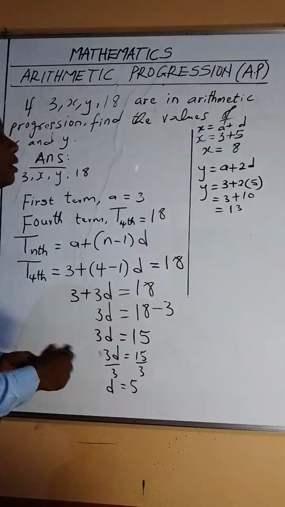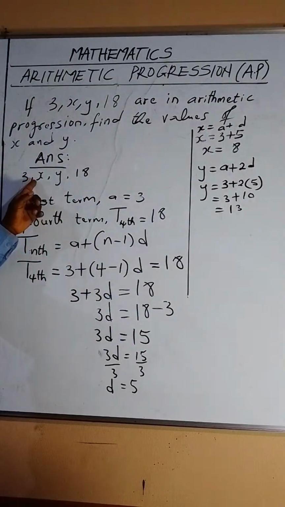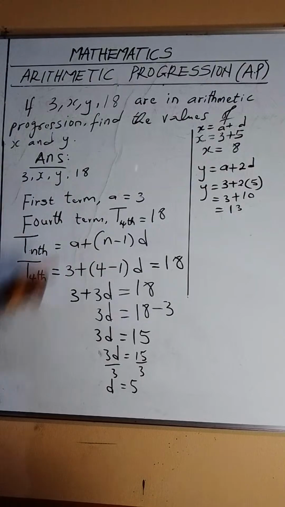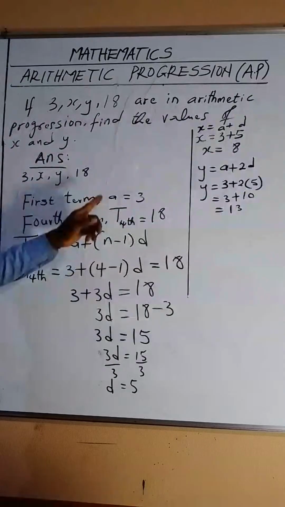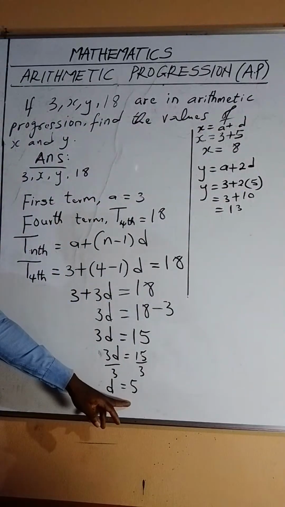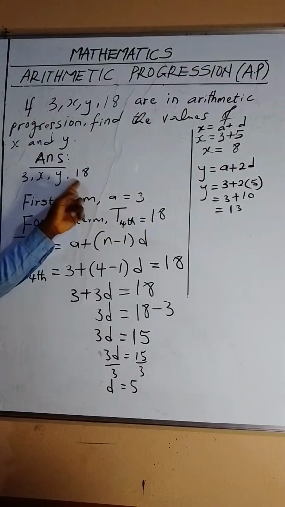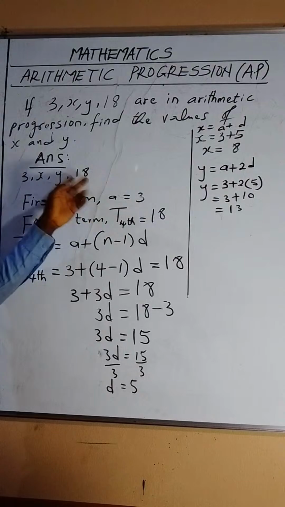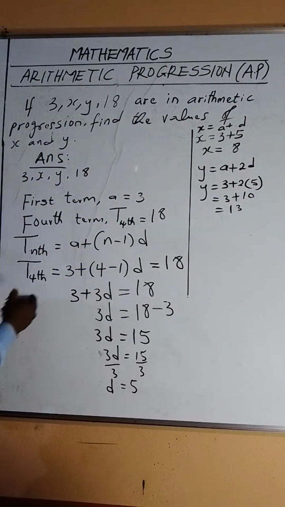Our y is the third term. The second term is a plus d. Third term is a plus 2d. Fourth term is a plus 3d. 3d is 3 times 5, which is 15. Plus a, 3, that's 18. So I would like us to add 2 or more terms, okay? Add the next 2 terms, okay?